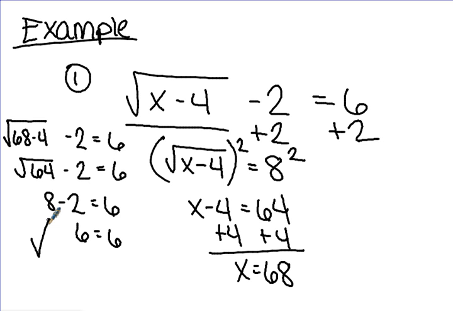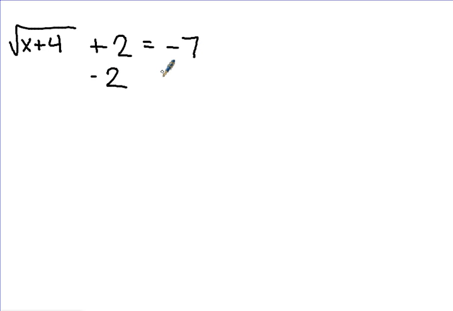Let's look at another example. The next example, the square root of x plus 4, plus 2, equals negative 7. We're going to solve this one the same way. We want to isolate that variable. But first we need to subtract 2 from both sides. We're going to go ahead and subtract 2. And we're left with the square root of x plus 4 equals negative 9.